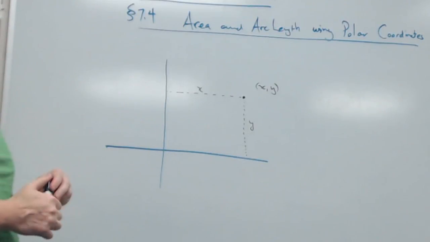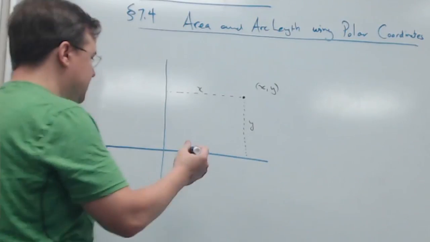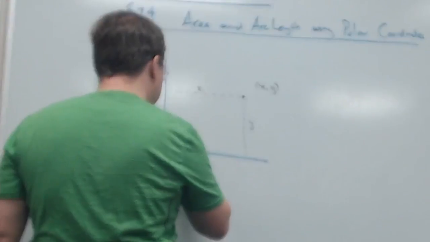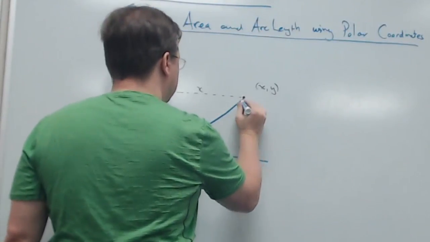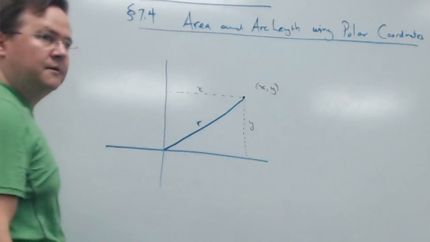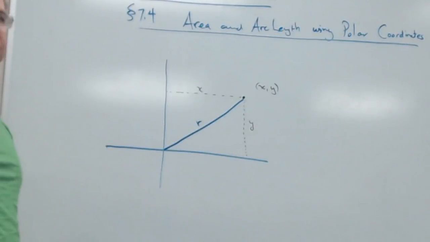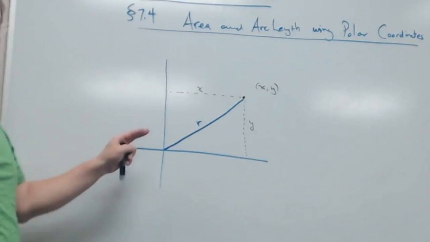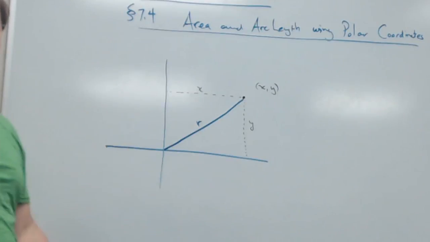But when you're doing it in polar coordinates, you're doing something different. You're saying, okay, let's just take a direct route and call it r. But if that's all the information I gave you, you wouldn't know how far to go, you don't know which way to go.